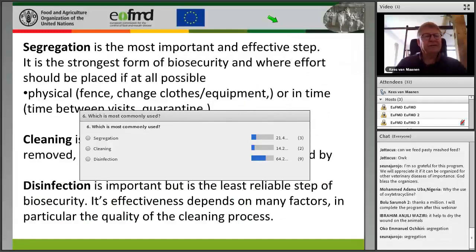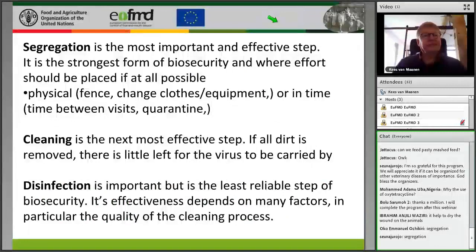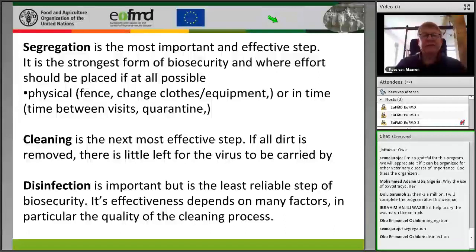I will go to the next slide. Segregation is indeed the most important and effective step. It is the strongest form of biosecurity and where effort should be placed if at all possible. That can be physical: you change your clothes, you change your equipment, or you clean it properly when it's not disposable. There can be a fence or a barrier. You can also have segregation in time, leaving time between visits so that you quarantine yourself before you go to the next farm after having visited an FMD suspected farm.